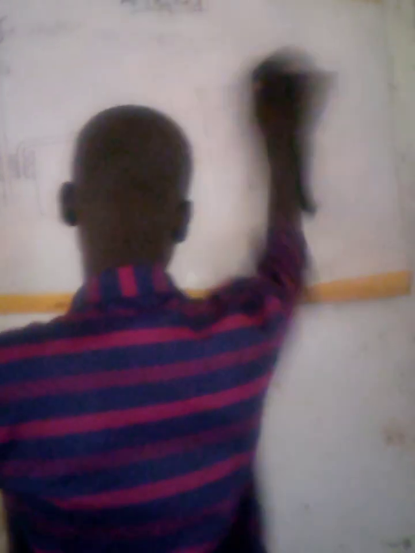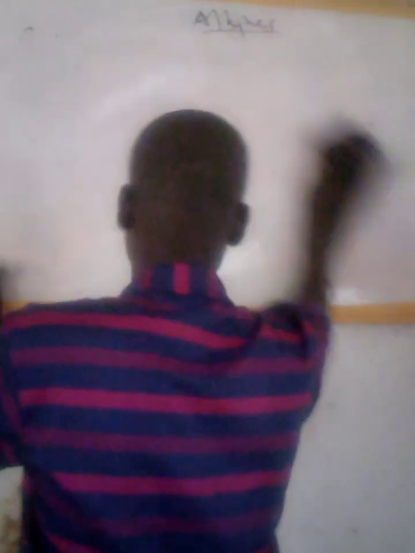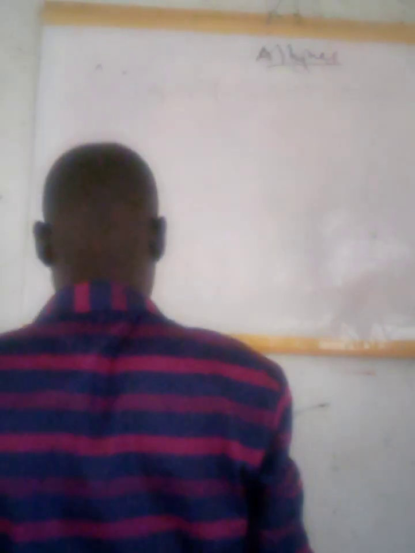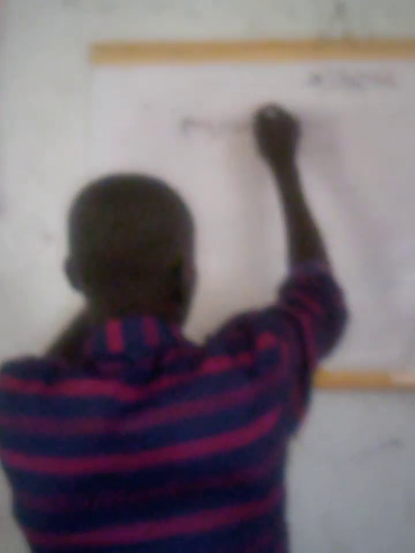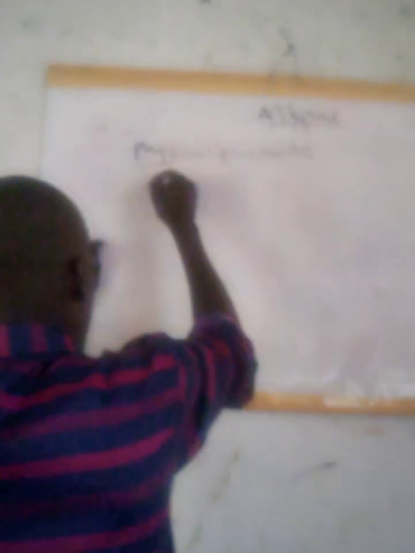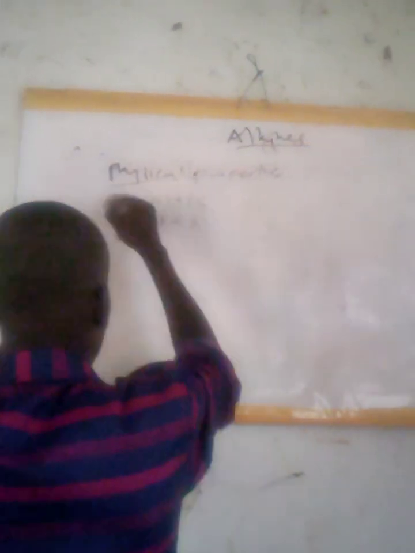And the first physical property, which is obvious, is that alkynes are gases. They are gases, odorless and colorless. Though this one is not common, you can be asked. So number one, colorless, odorless. Then you can also talk of it having a pleasant smell. Then it is collected over water, and therefore it is slightly soluble in water.